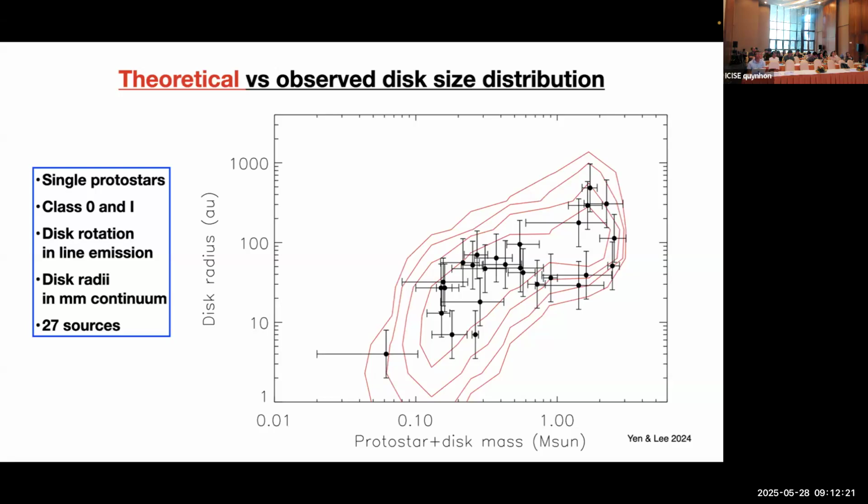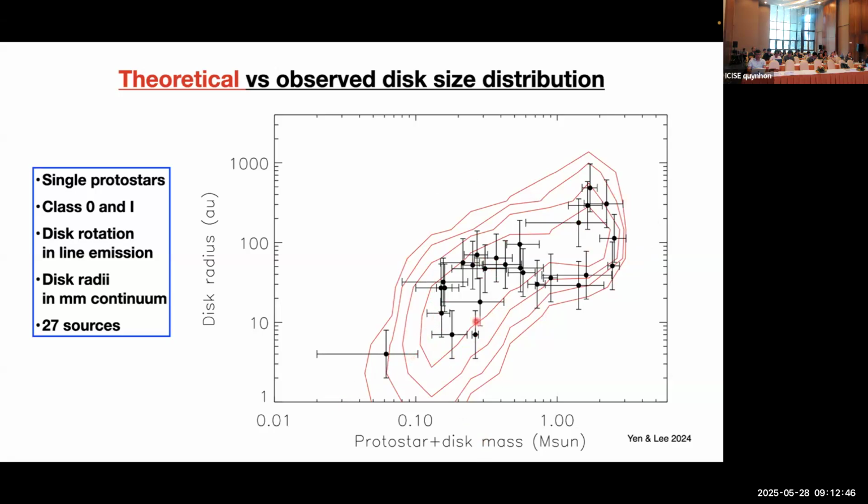So these are all Class 0 and Class 1 young protostars with resolved disks, and they are all single, so there's no effect of binary interaction. And basically, this error bar is due to our limitation in estimating the protostellar mass and disk radius. You can see our prediction will explain the observed disk radius of this sample.